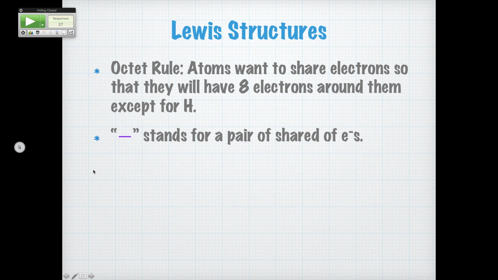Okay, we're going to use a line to stand for a pair of shared electrons. So each time you draw a line, that means 2 electrons. Remember, 2 electrons make a bond. 1 from one atom, 1 from the other. They're like shaking hands. Okay?